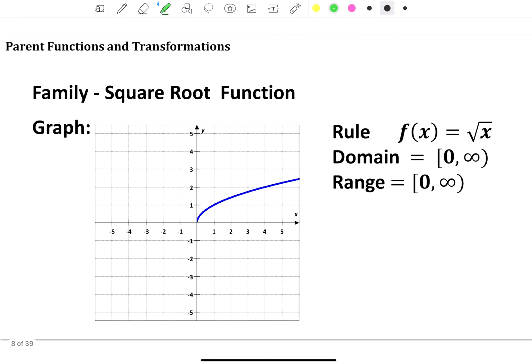Next parent function we're going to look at is the square root function, which is f of x equals square root of x, or y equal to square root of x. Remember, for the even root, we can only have non-negative radicands. So only non-negative values are allowed inside the square root or fourth root or any even root function. So the graph of this function is going to be on the positive x-axis only. Domain is 0 to infinity, and range is also 0 to infinity, both including the 0.